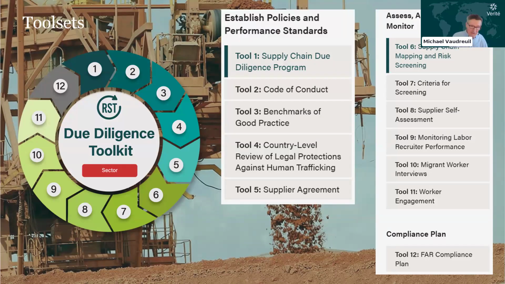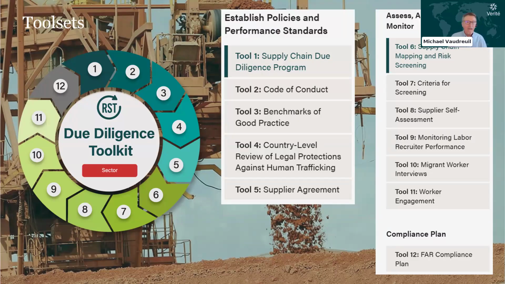Tool 3 takes those code of conduct requirements and fleshes them out a little bit more. It really defines them as performance benchmarks, audit criteria, those things that you would use to evaluate how well your suppliers are meeting your code of conduct requirements.